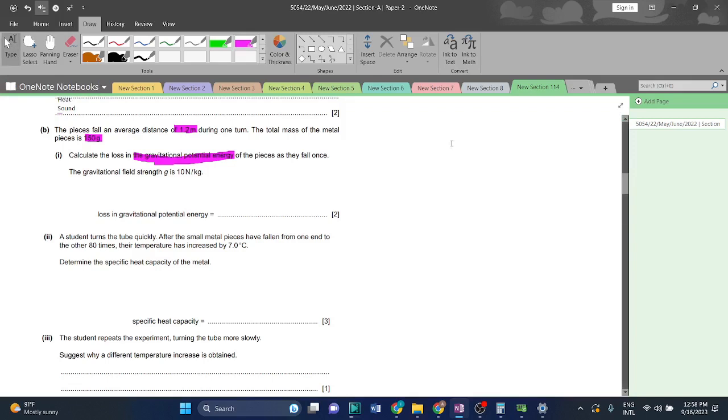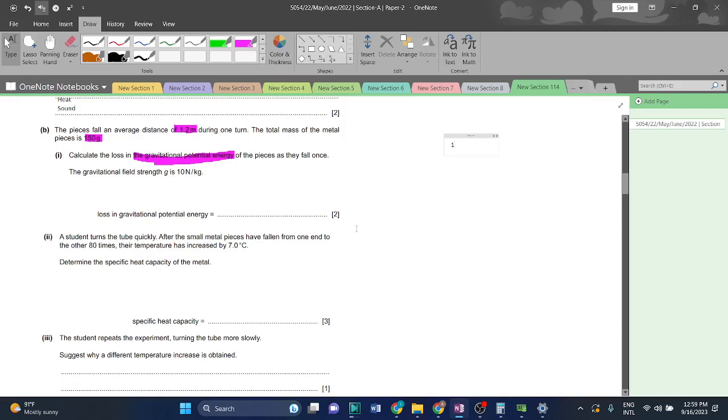So we have been given the distance, we have been given the mass, we have the gravitational field strength, and we have to find the GPE or the gravitational potential energy. This is a mad easy question for 2 marks.